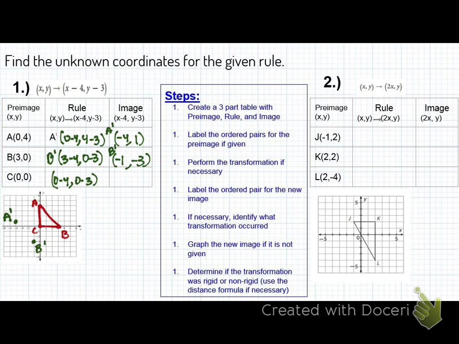Okay, 0 minus 4 is -4. 0 minus 3 is -3. And this is our C prime. Okay, -4, -3. We're going to plot our point and draw our figure, which is C prime here. Okay, so what do you notice about my figure?